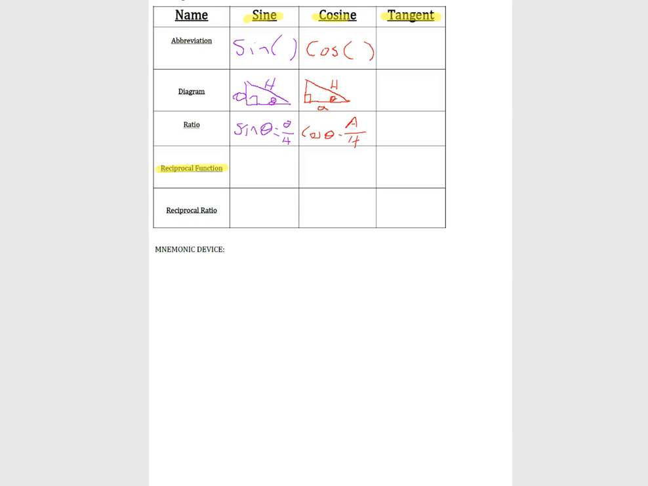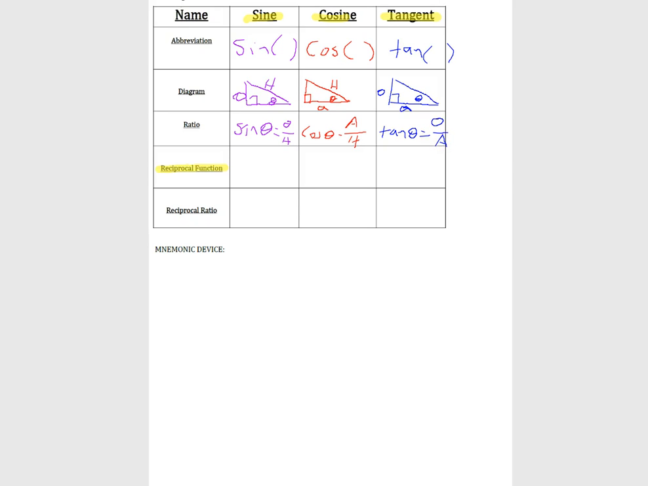The last one of our basic trig functions is going to be tangent, and its abbreviation is tan. This time, we're still going to be relating an angle to two sides. The sides we're going to relate here are the opposite side and the adjacent side. And our ratio for tangent is going to be tan of theta equals the opposite side length over the adjacent side length.